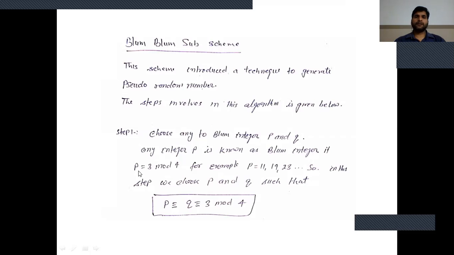For example, 11 mod 4, the value equal to 3. 19 mod 4, the value equal to 3. 23 mod 4, the value equal to 3. So on. So right here, p is equivalent to q is equivalent to 3 mod 4.